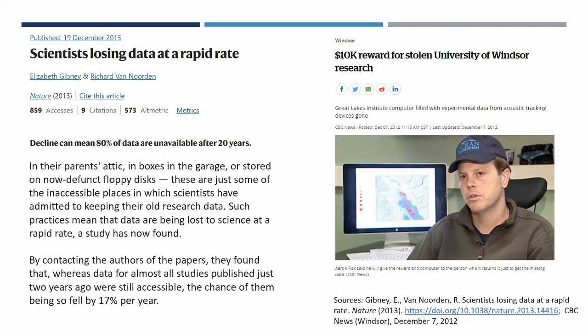It can also mean that you lose unique data that cannot be recreated, and you find yourself in a situation with very limited, less than ideal options. You don't want to be in a situation like a researcher from the University of Windsor where you have to come up with a financial incentive to try and get your data back. And coming up with a data loss prevention plan is a good way to mitigate risks like that.